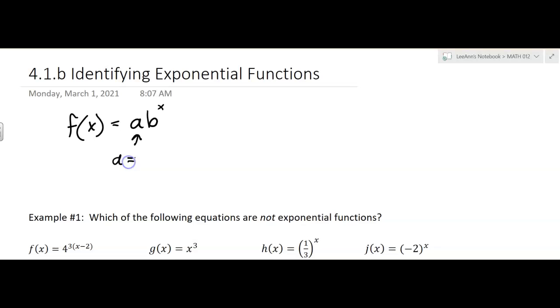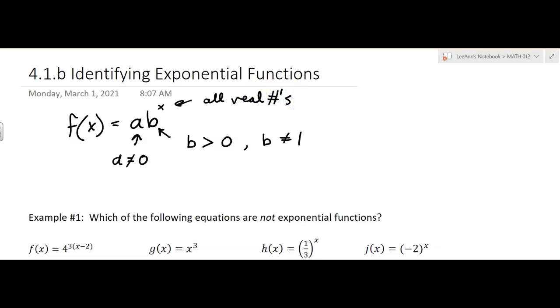And b has to be greater than 0, and it can't be 1. And it makes a difference if it's between 0 and 1 or if it's greater than 1, whether it will be an exponential growth or decay. But it'll still be an exponential function. And remember, the domain for x was all real numbers.